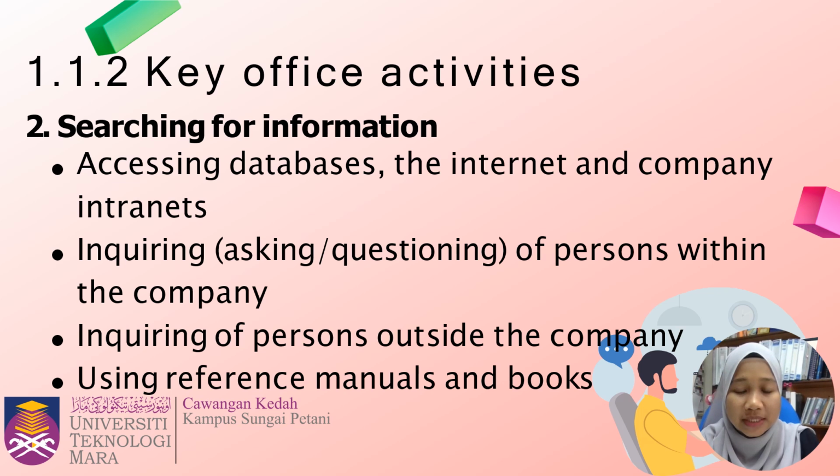The second key office activity is searching for information. In searching information, it includes accessing databases, the internet and company intranets. When you access some database information from the internet, from the intranet of the organization, we call it searching information. Other than that, inquiring or asking questions of persons within the company is also a kind of searching for information. Third is inquiring of persons outside of the company, and last one is using reference manuals and books. Whenever you are looking for information, that can be included in searching for information.